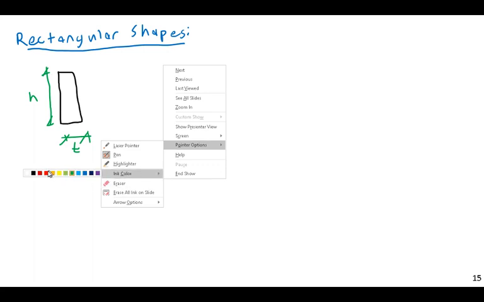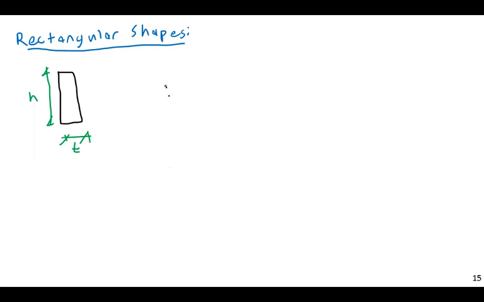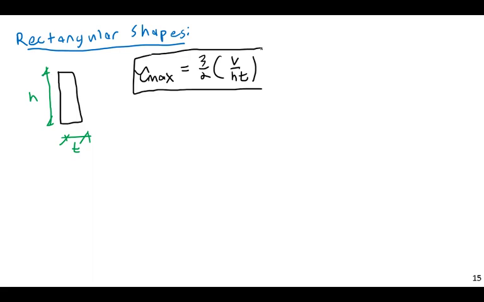And then you can actually derive this if you wish. Tau max is just 3/2 V over HT. To derive this, simply find the shear stress at the center, or the centroid, or the neutral axis of the rectangular section in terms of V, H, T, etc. And that's what you'll find.